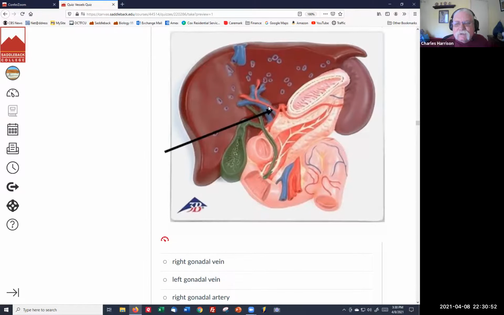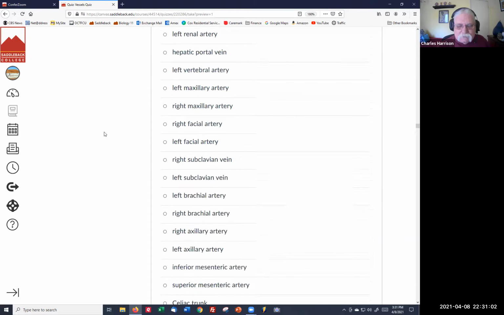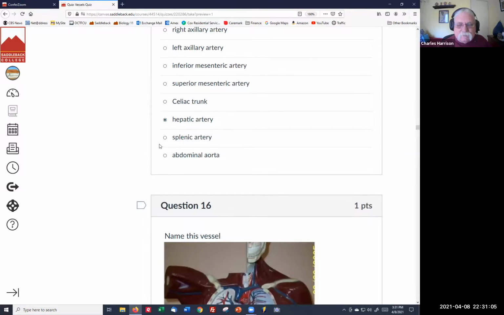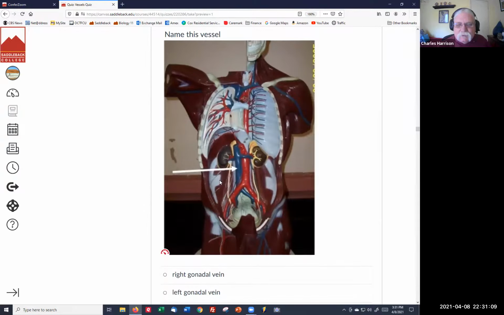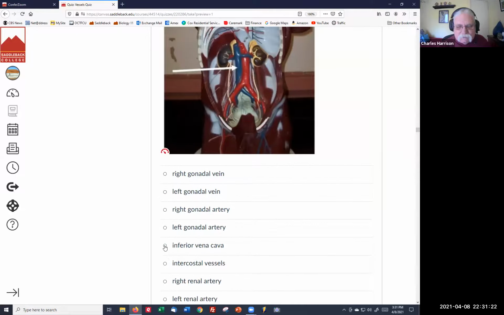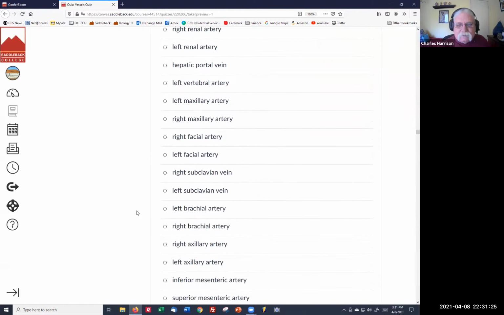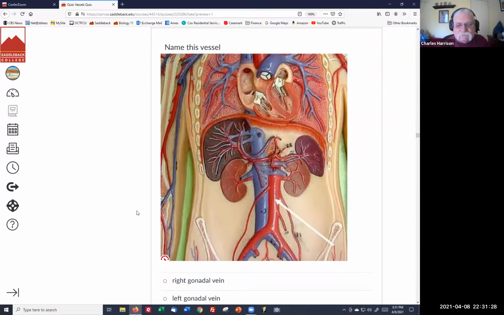Naming this vessel, this is going out into the liver. This has got to be the hepatic artery. I think that was down at the bottom. This large deep blue color here, this has got to be the inferior vena cava. This one, well, this is the aorta. So this is the abdominal aorta.